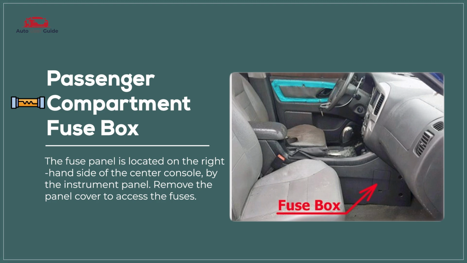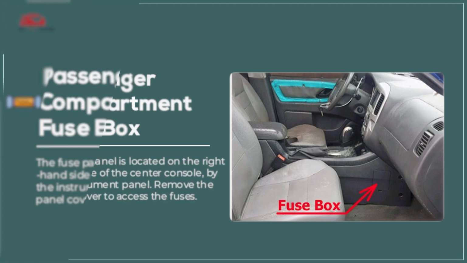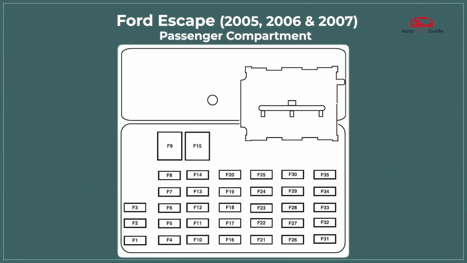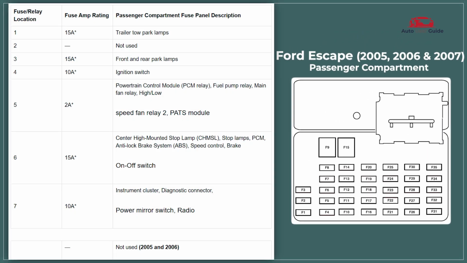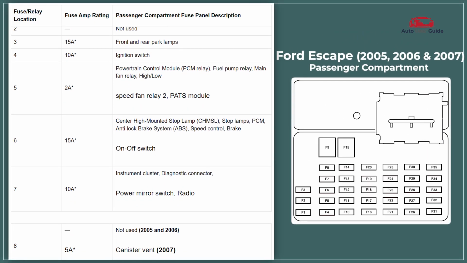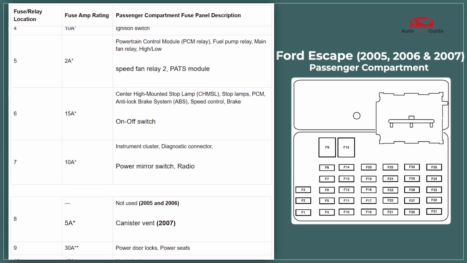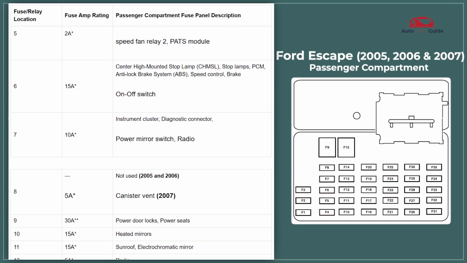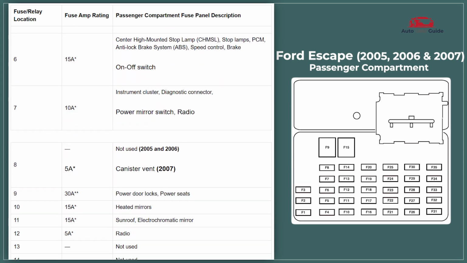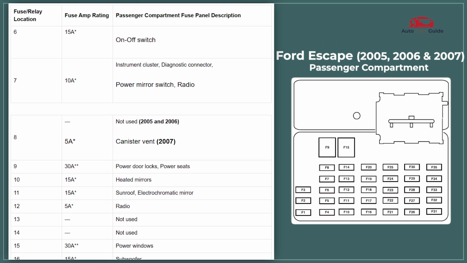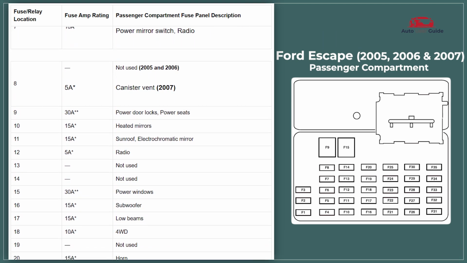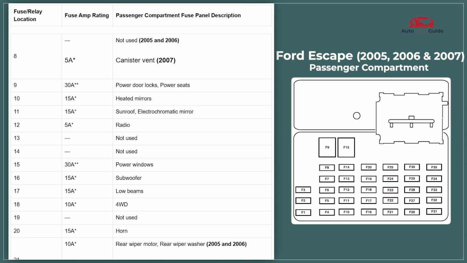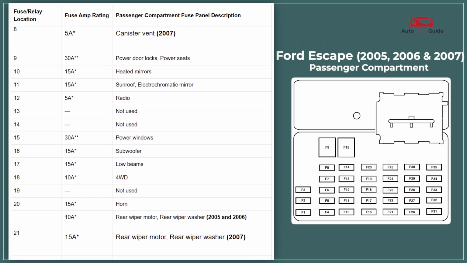Passenger compartment fuse box. The passenger compartment fuse box in the 2005 to 2007 Ford Escape controls interior systems such as the power windows, audio unit, interior lighting, and instrument cluster. It contains low to medium amperage fuses that protect these circuits from overloads. The fuse layout is organized for easy identification and replacement. Each fuse is matched to the electrical demand of its component.